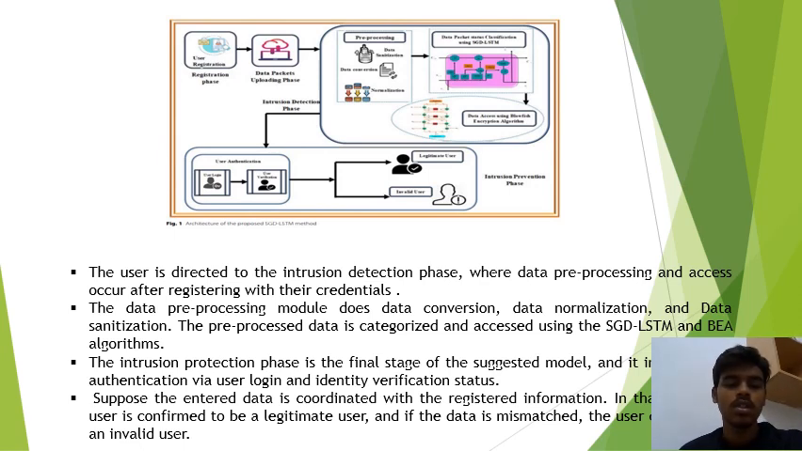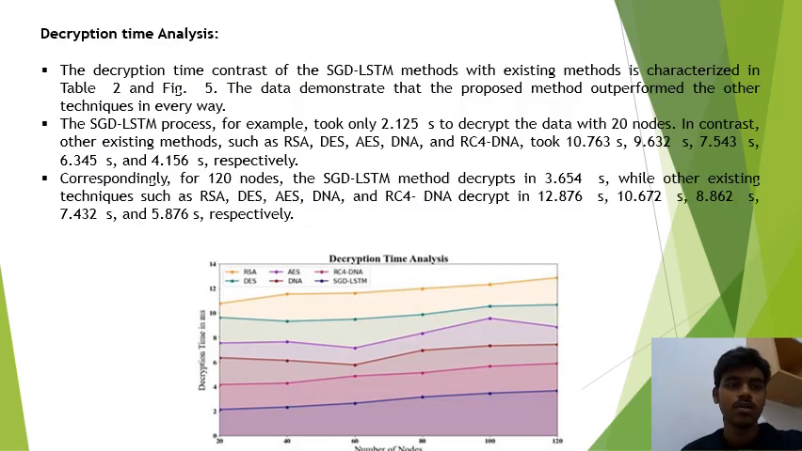The intrusion prevention phase is the final stage of the suggested model, and it works through authentication via user login identity verification status. Suppose the entered data matches the registered information, then the user is confirmed to be a legitimate user. If the data is mismatched, the user is considered an invalid user.